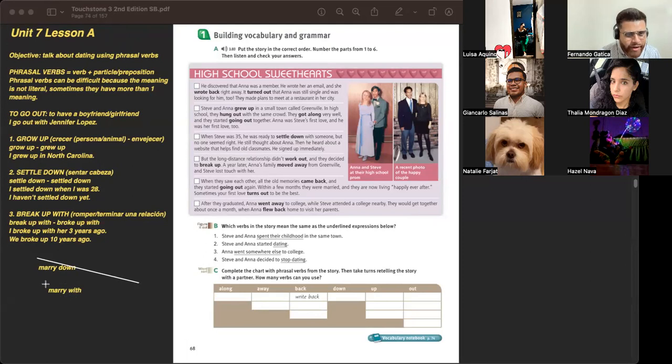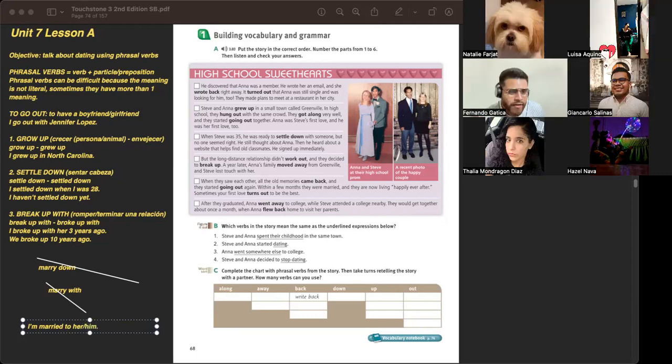Marry with is not correct. Marry to? Sí. I'm married to her. Estoy casado con ella. Or I'm married to him. Estoy casado con él. But with is not correct. So I'm married to. Estoy casado con él, con ella.